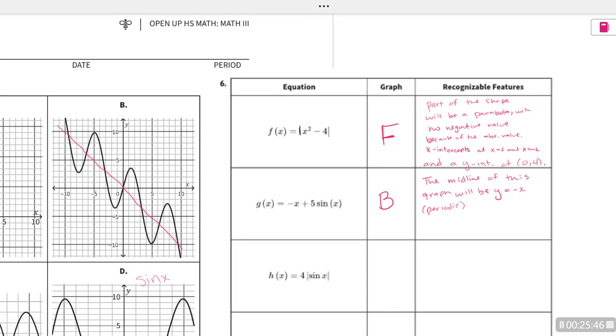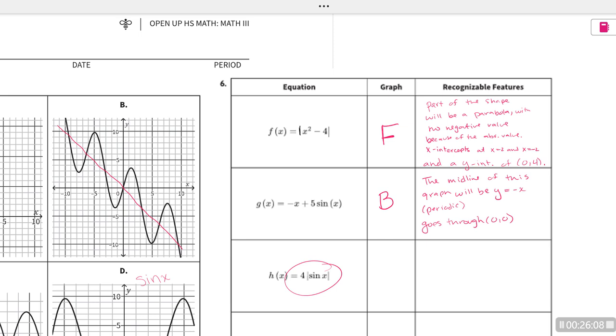And it doesn't hurt, we can add, goes through 0, 0. That's not going to distinguish it from all the other graphs, but we still see that point. Okay. Let's move on to our next one.